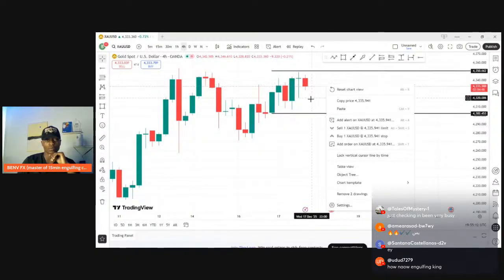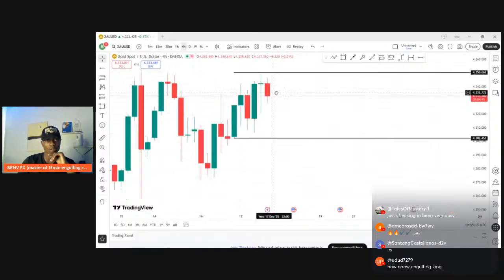You understand? So this is exactly how the market reacts. And what exactly do you see? The market has been giving us bullish engulfing candle, bullish engulfing candle, bullish engulfing candle, you understand, on the 4 hour time frame. But what exactly are you seeing?